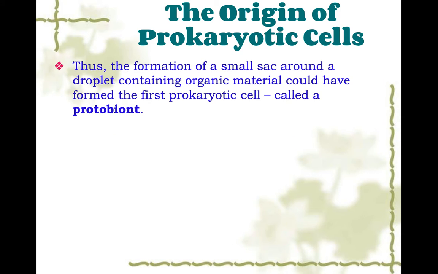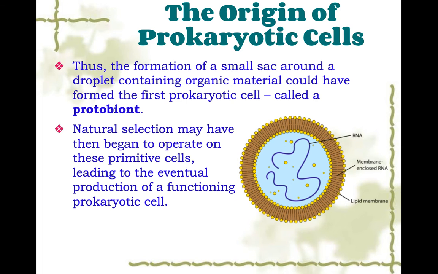So if that small sac had surrounded a droplet that contained organic material, this could have formed the first prokaryotic cell, which is called a protobiont. Okay, so you've got the membrane, and it's thought that the organic material that got contained in the protobiont is RNA. And so once that happened, natural selection now could have begun to operate on these primitive cells.